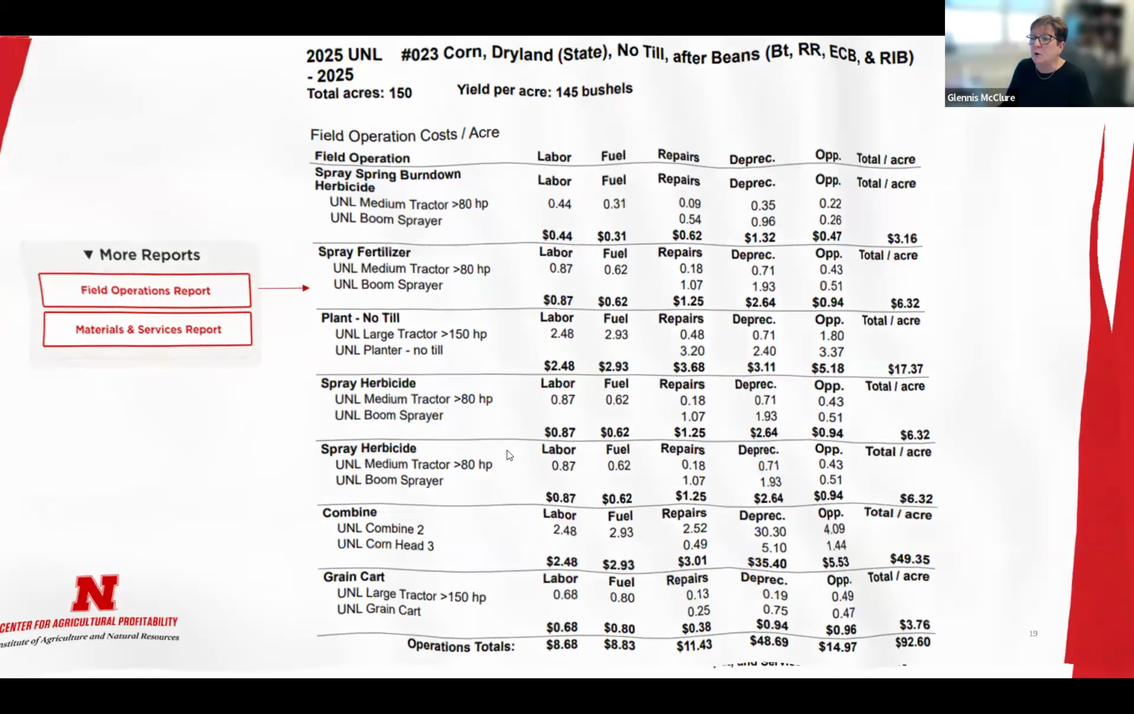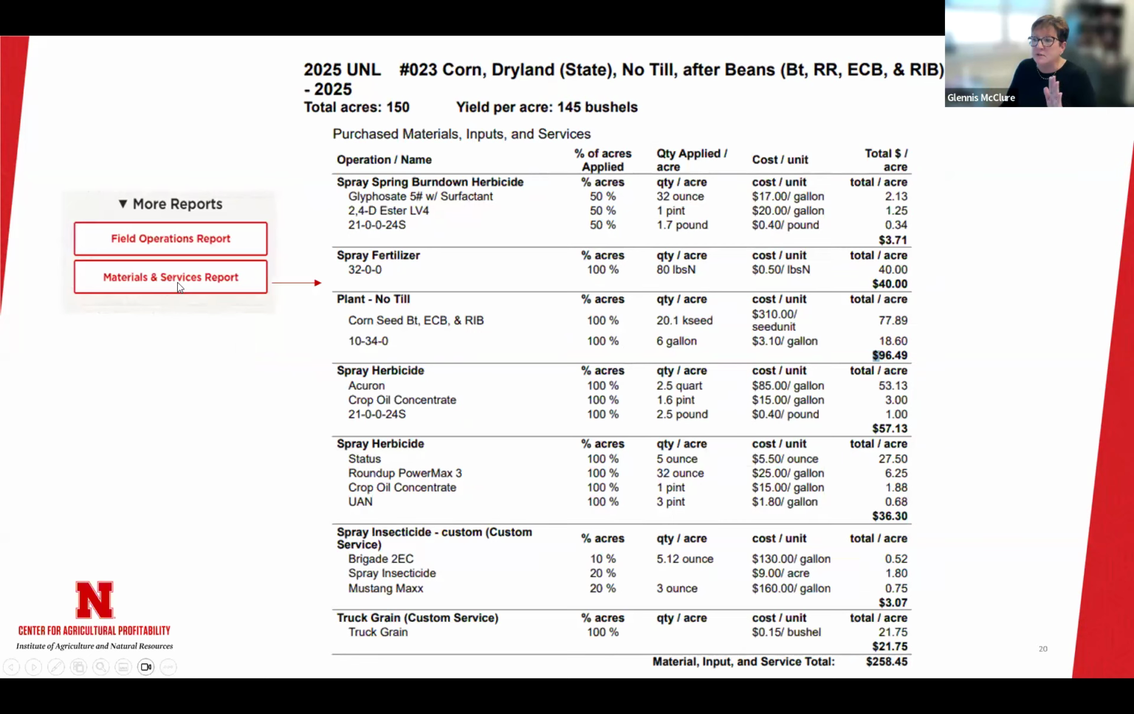And the next report, the last page then, is our materials and services report. And that again is where you can see the breakdown of those products that go into the budget. So we can see what we included, what kind of price we had, like here, this fertilizer was $3.10 a gallon. Here's that 50 cents on the 3200 per pound of N. So you can actually look at some of those cost figures in there.